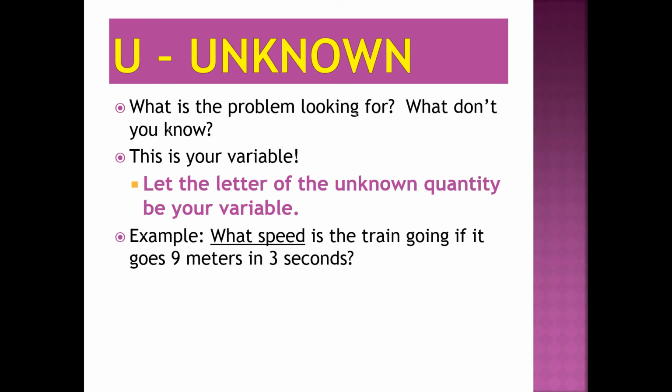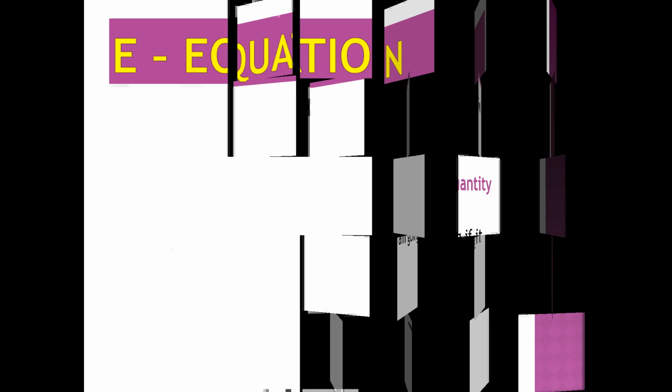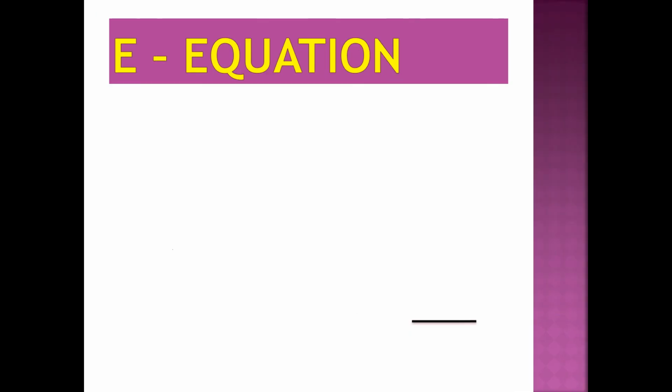In our example, the problem says what speed. What speed is a what question. If we are looking for speed, that means the variable we need to use is s. So it would look like this. s equals question mark. And then that's all you need for this step. The next step is E for equation.